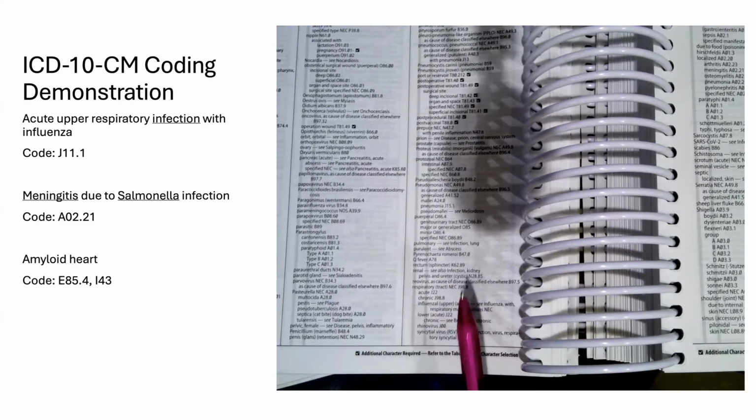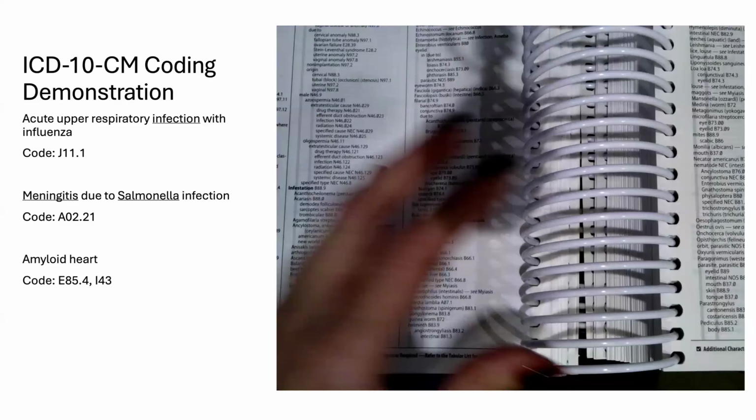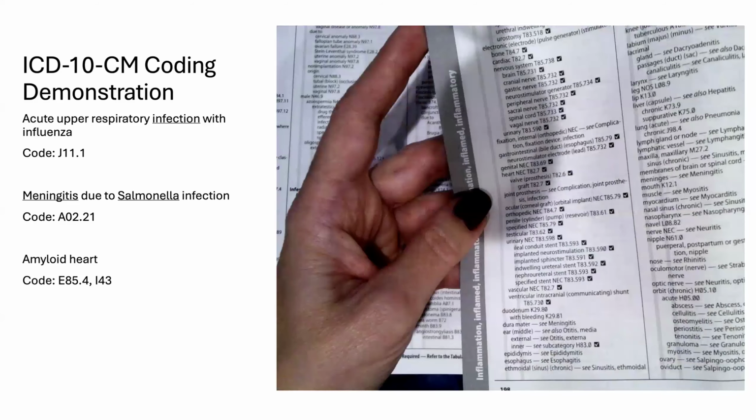Sometimes there's more than one way to arrive at what you're looking for in the alphabetic index. We went infection first, but we could have gone influenza first. And that's exactly where it's sending us. It's saying see influenza with respiratory manifestations. So that's where we go next, influenza. So instead of infection, I need to turn my pages until I find influenza.